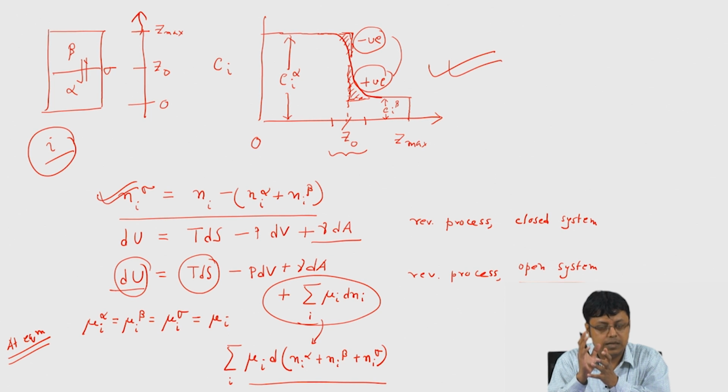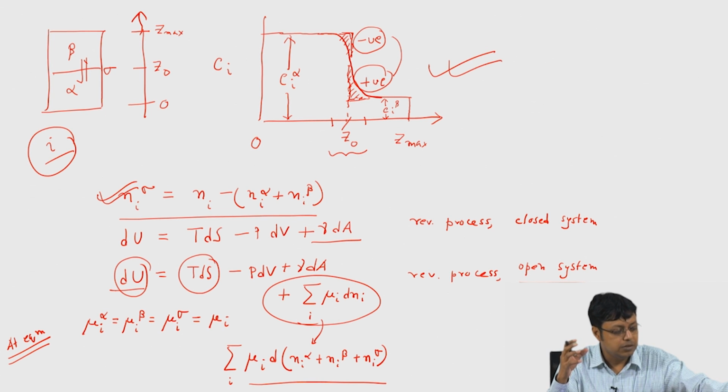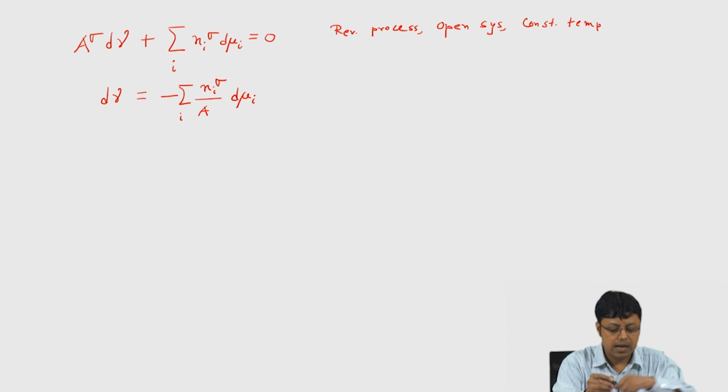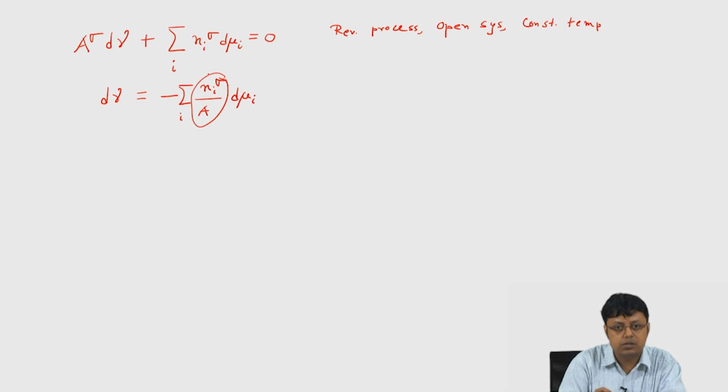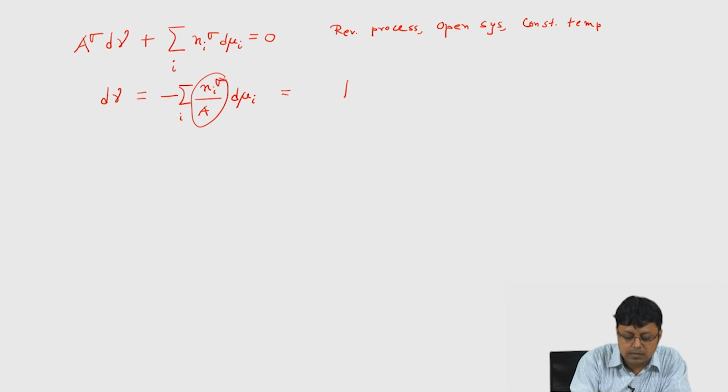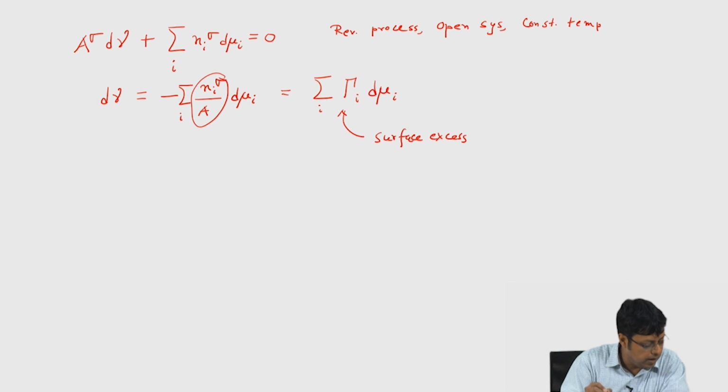So, what we have right now is an expression for gamma, which is surface tension, connecting to the number of moles in the interface, which corresponds to this excess number of moles in the interface divided by area. So, we see a very beautiful relation here: this quantity, the number of moles in excess in the surface per unit area, we term as surface excess, and we write it as gamma I. So, it will be nothing but the sum over I of gamma I into d mu I.